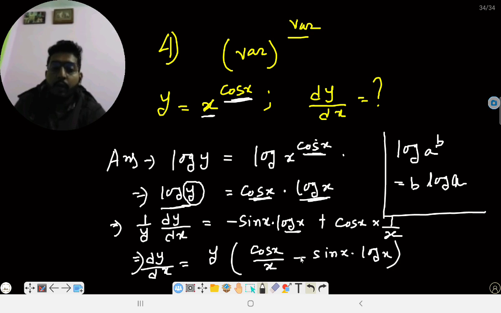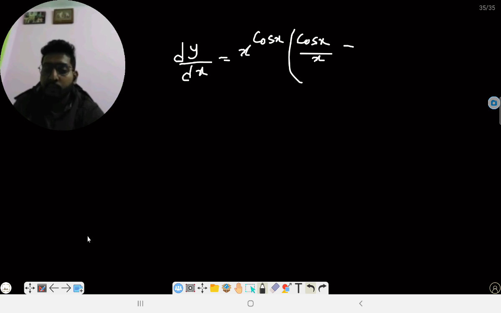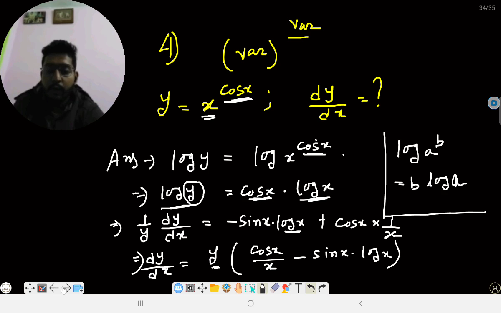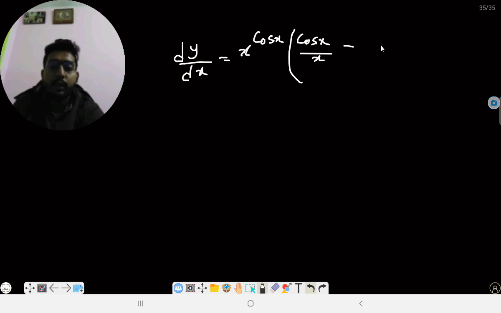Okay, now we know the value of y. What is the value of y? x to the power cos x. So just put the value here. So that will be dy/dx equals x to the power cos x into (cos x by x minus sin x into log x). So that will be the answer, like this.